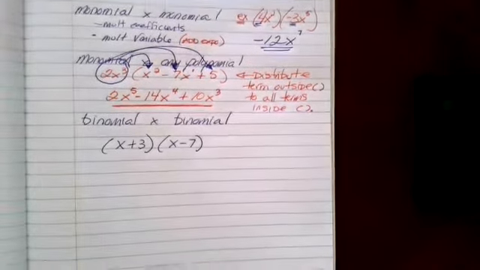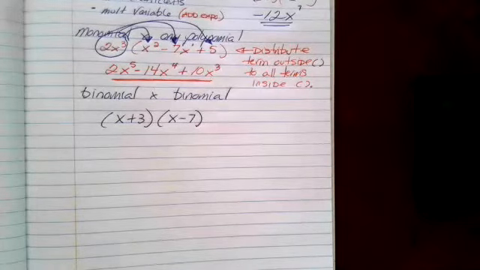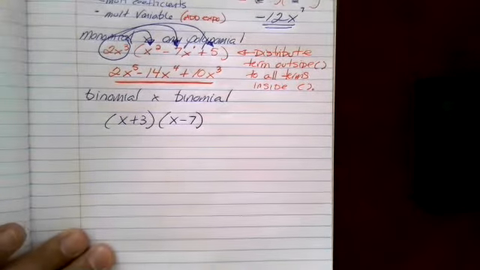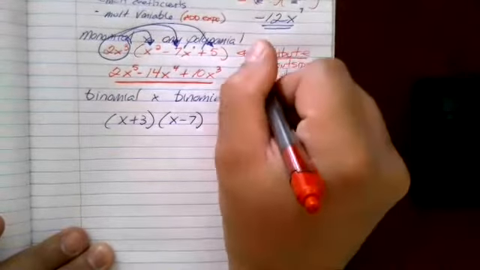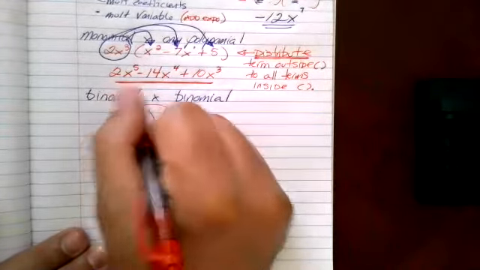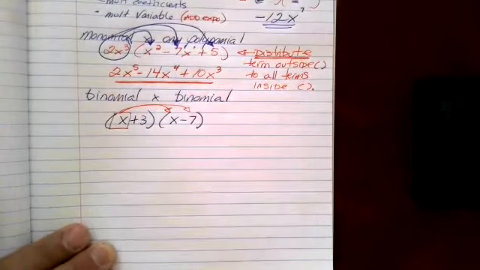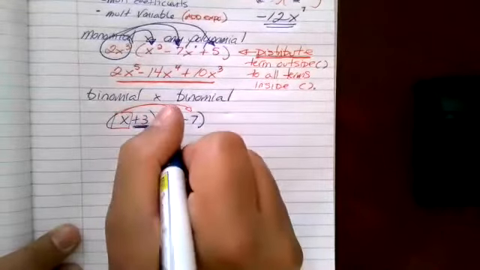In this next example, we're multiplying a binomial to a binomial. A binomial is a 2-term polynomial. A lot of students in the past learned this as a FOIL acronym. First, outer, inner, last. I'm not a big fan of FOIL. I'll refer to it from time to time, but I like to do it more mathematically. Really what we're doing is we're just going to distribute this first term to both of the other terms, and then distribute the second term to both of the other terms.